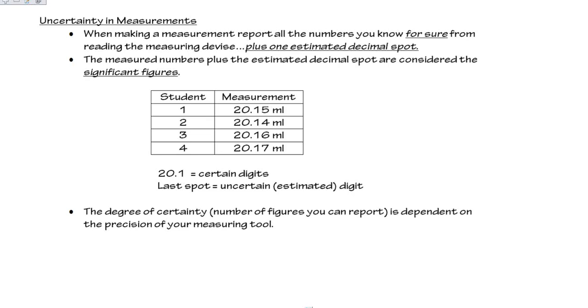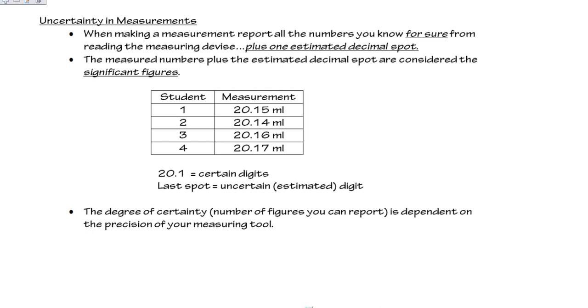Making measurements is never my most favorite topic of the year, but it is necessary. It's something that unfortunately too many students take for granted, and then they'll end up losing careless points on lab reports for not making proper measurements.